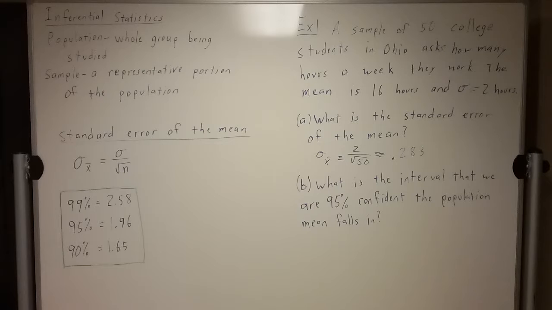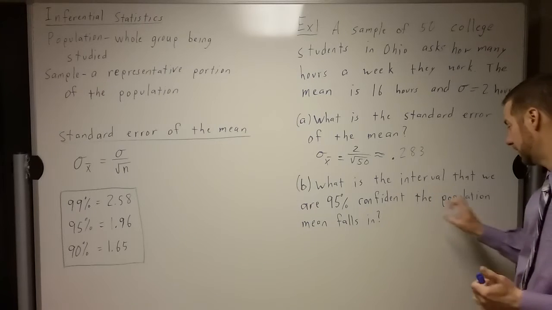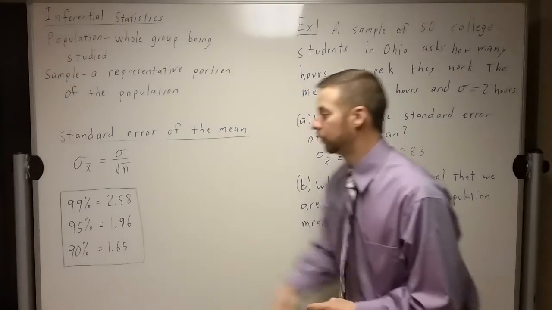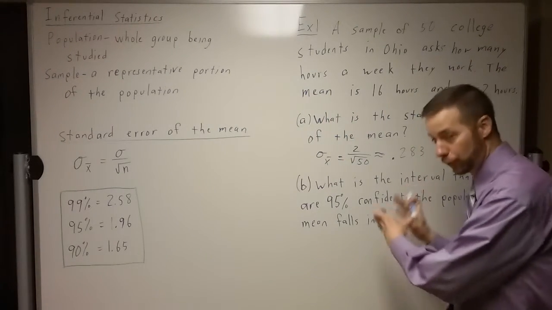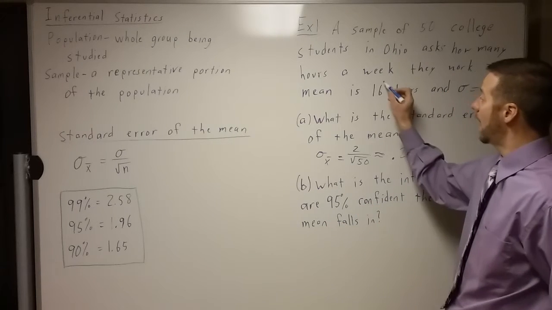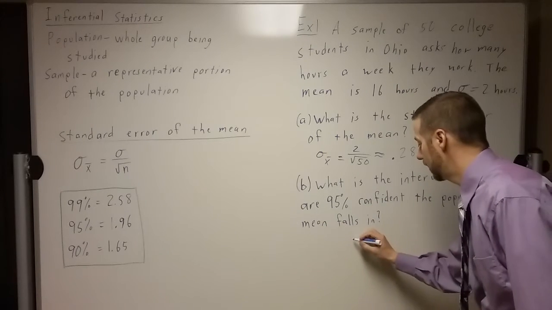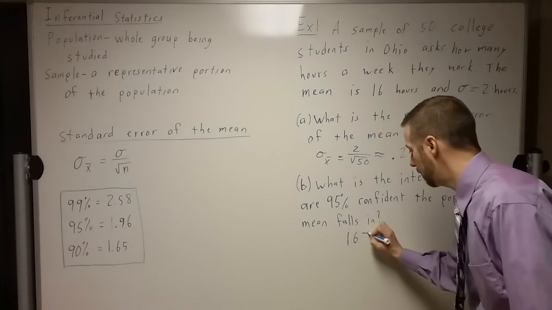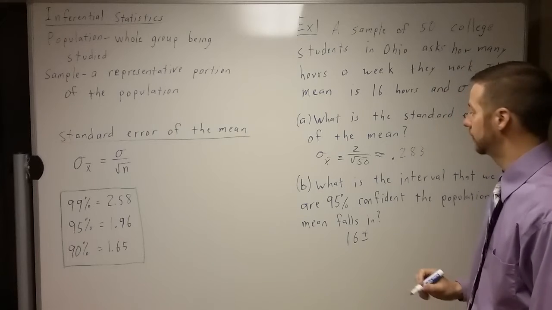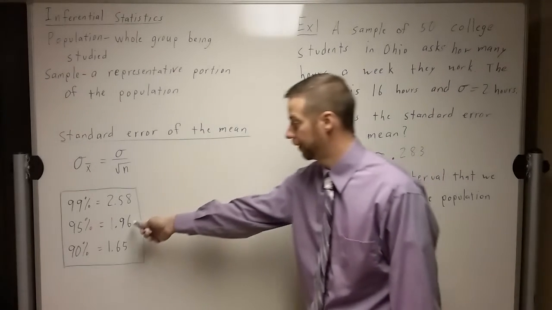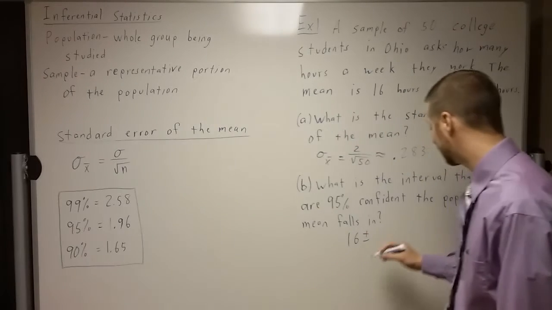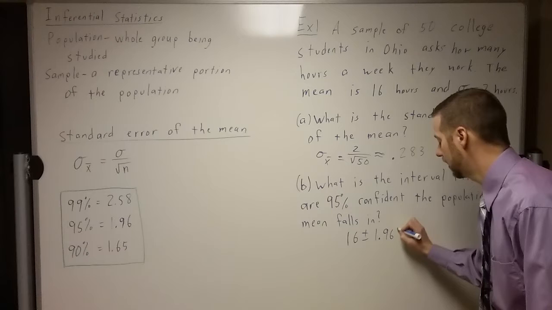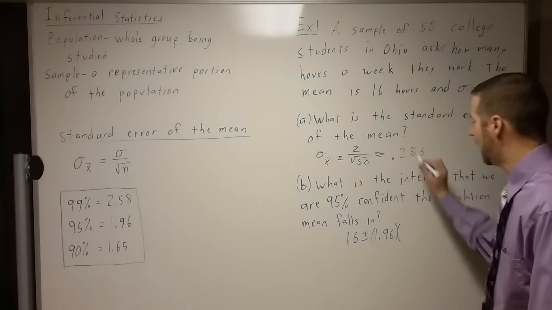And so if I want to know what is the interval that we are 95% confident the population mean falls in, well, that's where this number is going to come into play. Basically we want an interval, a low point and a high point around the mean that we found. So here's what we're going to do. We're going to do 16 and we're going to go up and down, so I'm going to say plus and minus. Since we're doing 95% confident, I'm going to use 1.96. So we're going to go 16 plus and minus 1.96 of the standard error of the mean.